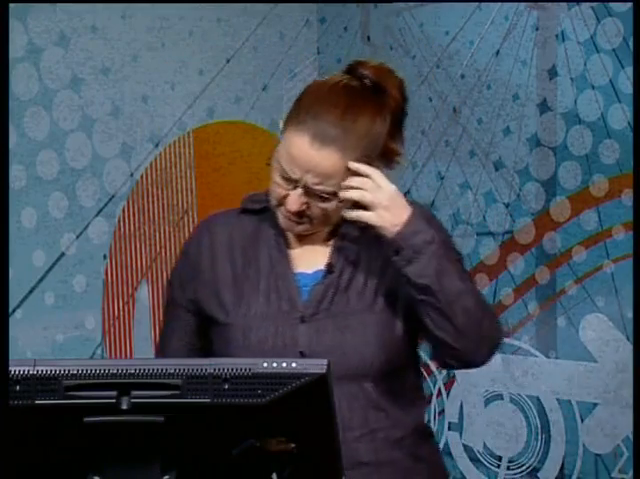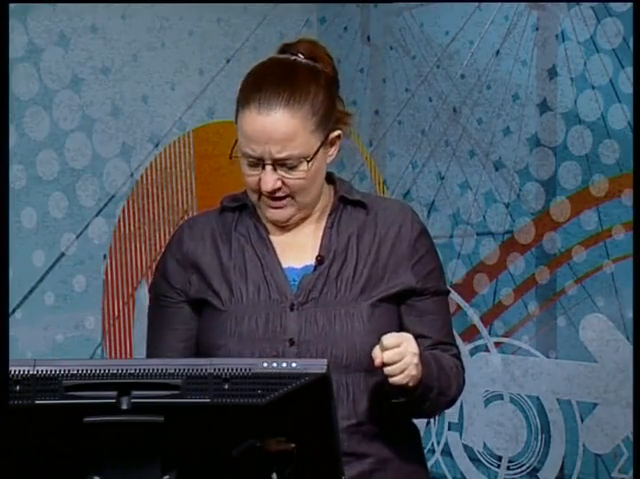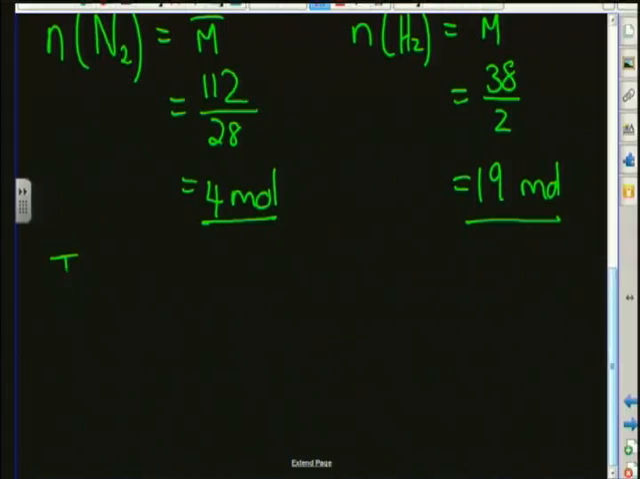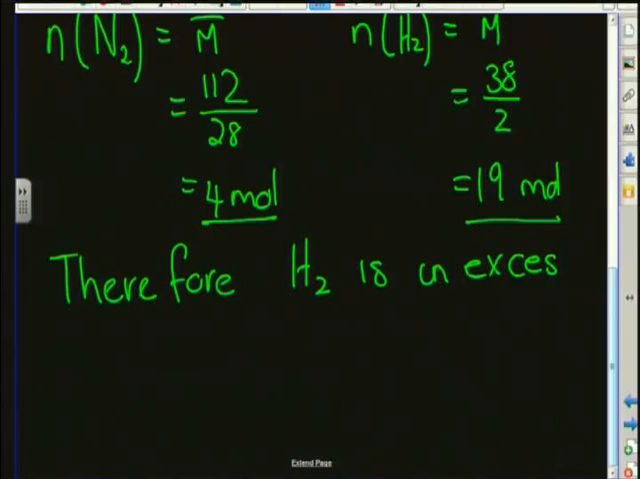But we still now got to look at this and we go, okay, well, the mole ratio of nitrogen to hydrogen is 1 to 3. That means for every 1 mole of nitrogen, I need 3 moles of hydrogen. So if I have 4 moles of nitrogen, if I times that by 3, I only need 12 moles. I have 19 hydrogens, in excess. So the first thing I need to put is, you can either write, therefore, hydrogen is in excess, or you write it like this.